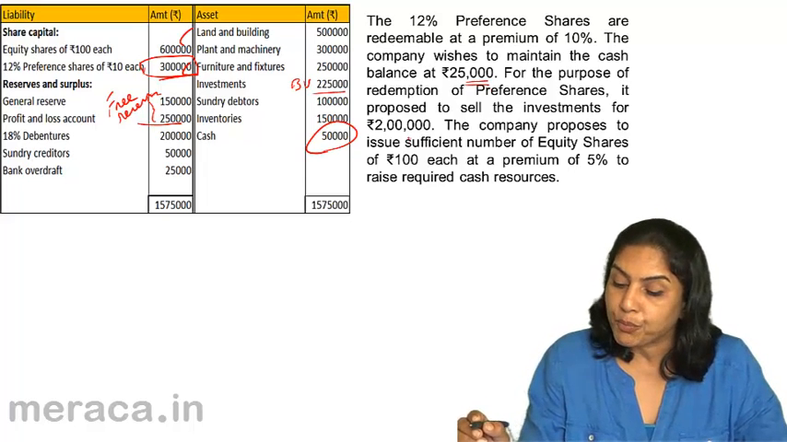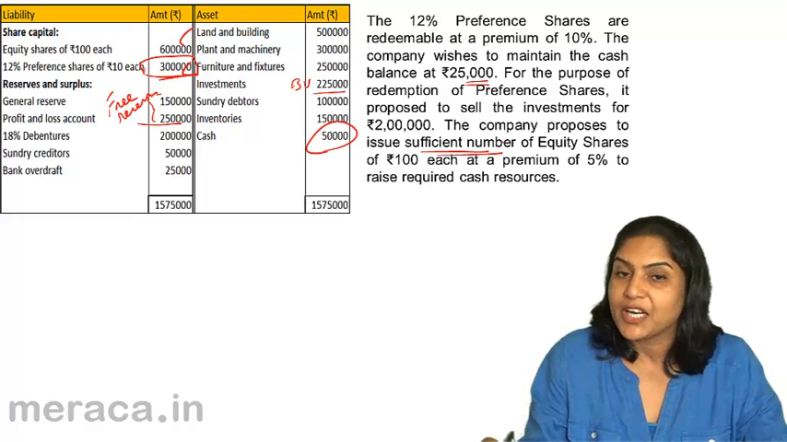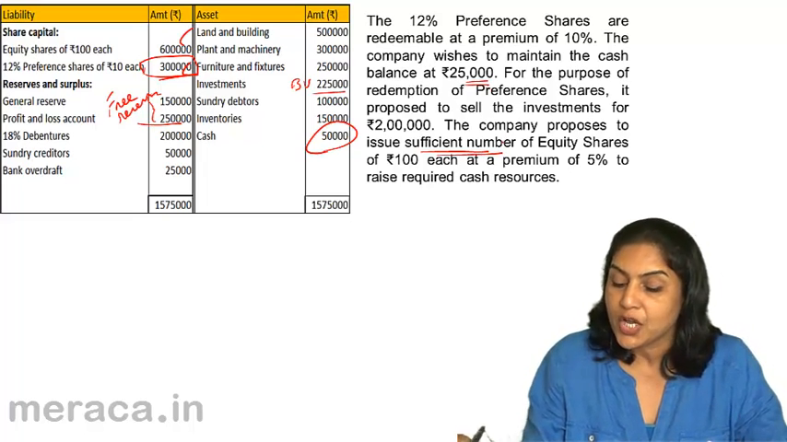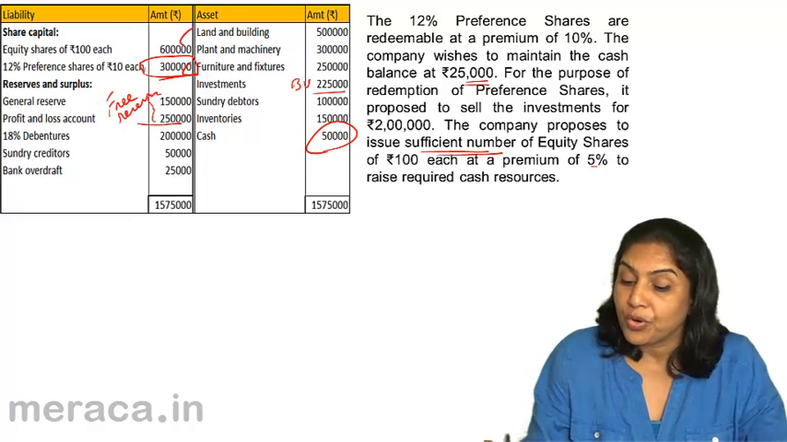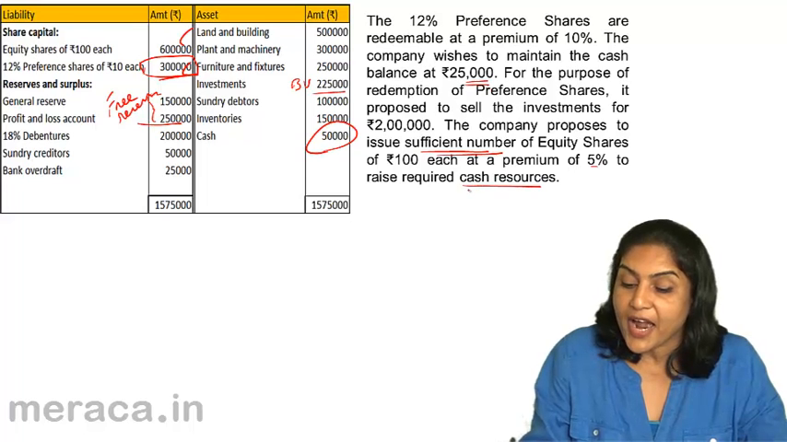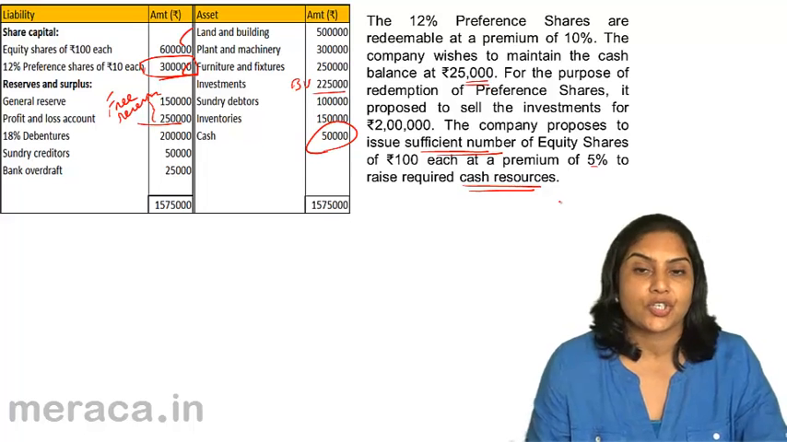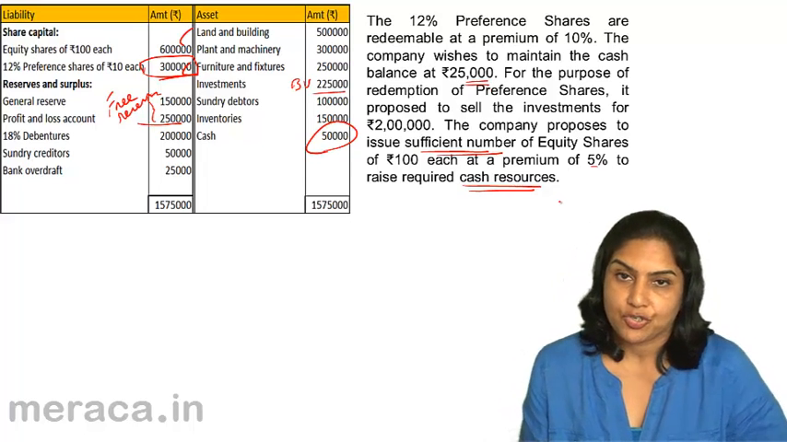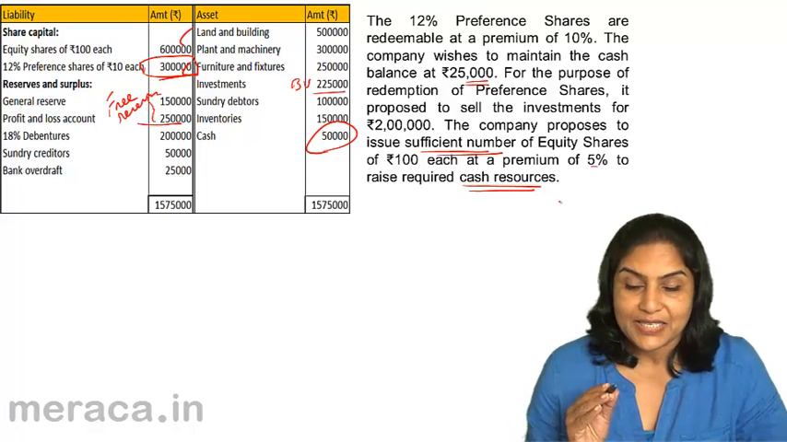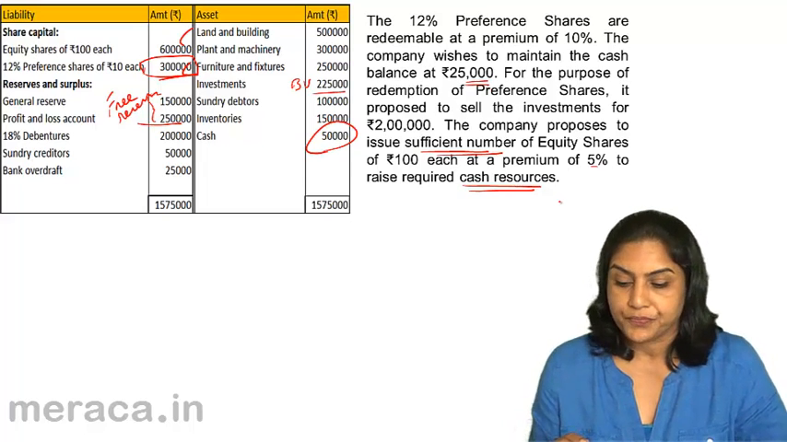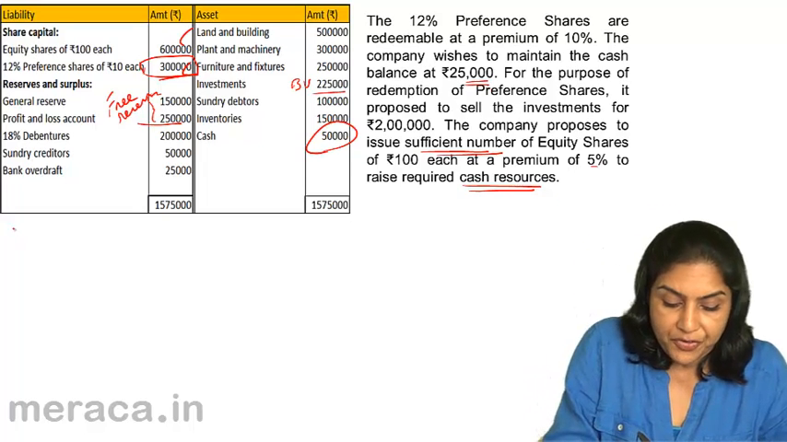The company proposes to issue sufficient number of equity shares. So we need to compute the number of equity shares of rupees 100 each at a premium of 5% to raise required cash resources. So here we are not talking about the capital structure, we are talking about the cash resources. But we should ensure that the provisions of the Companies Act are adhered to.